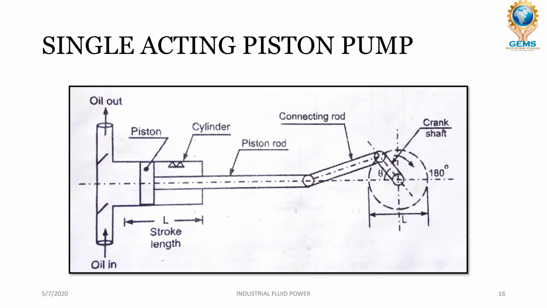Now we are going to see the single acting piston pump. This uses the 4-bar mechanism. We have a crankshaft, connecting rod, piston rod and the cylinder. So when the piston moves front and back, it sucks the oil in and pushes the oil out.